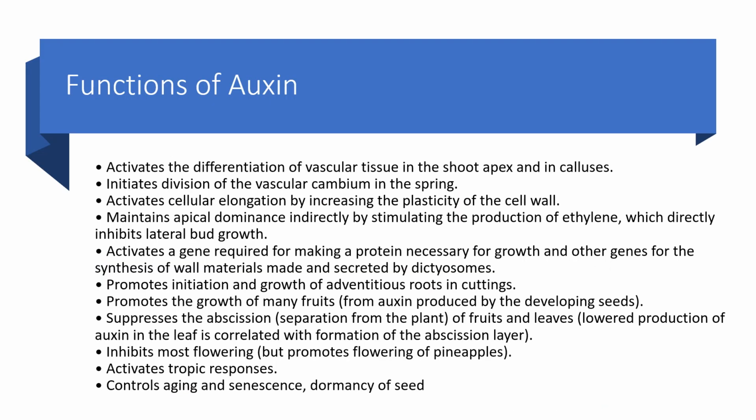Then what are the functions of auxin? Auxin plays a major role in plant growth. So these are all the functions of the auxin. It activates the differentiation of vascular tissue in the shoot apex and calyces. It initiates the division of vascular cambium in the spring. It activates cellular elongation by increasing the plasticity of the cell wall. It maintains apical dominance indirectly by stimulating the production of ethylene, which directly inhibits lateral growth buds.